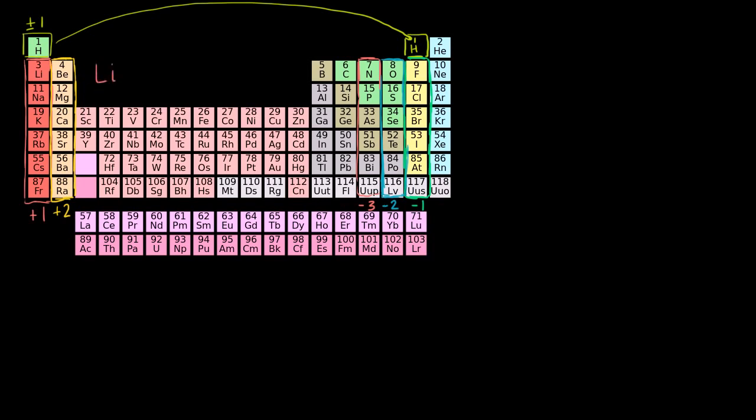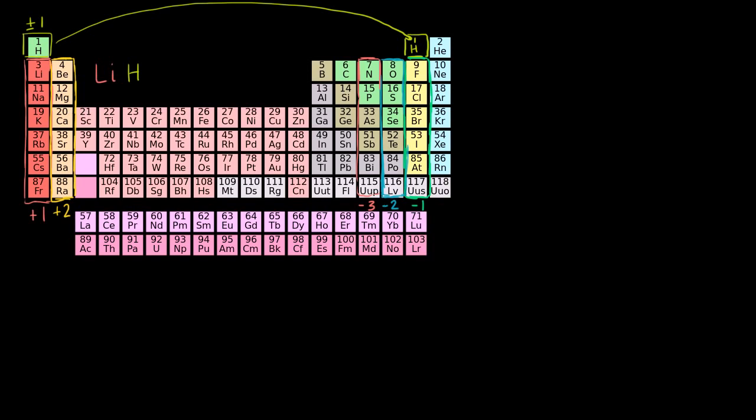Lithium hydride, right over here. Now in lithium hydride, you have the situation where hydrogen is more electronegative. Lithium is not too electronegative. It would happily give away an electron. And so in this situation, hydrogen is the one that's oxidizing the lithium. Lithium is reducing the hydrogen. Hydrogen is the one that is hogging the electron.